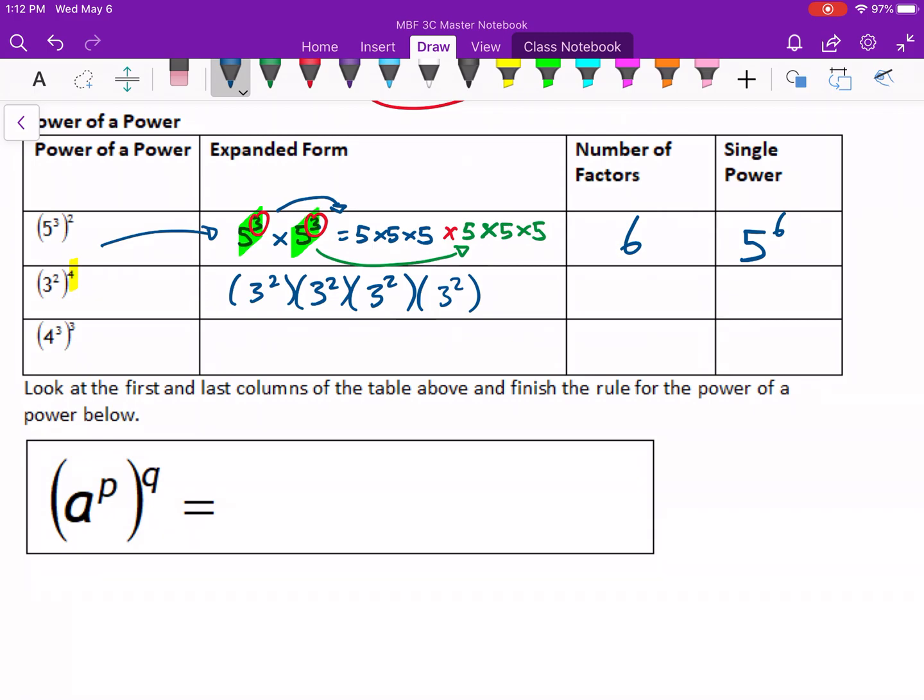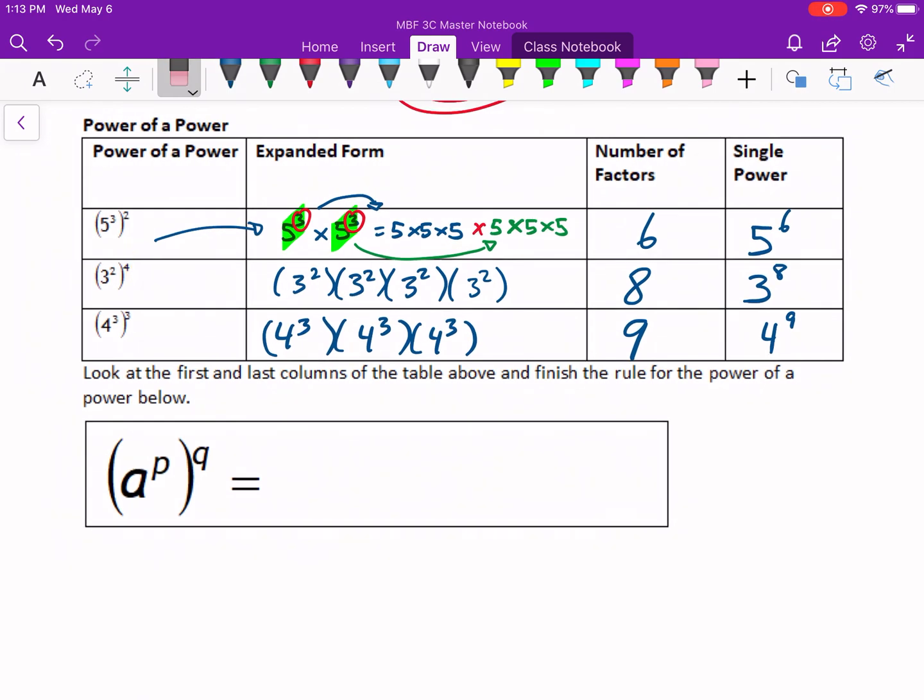I don't have room to write them all out, but if I did write them all out, how many 3s would I have? Well, I'd have 2 plus 2 plus 2 plus 2. I'd end up with 8 3s, wouldn't I, if I wrote them all out? That could be rewritten then as 3 to the 8. In this last one, I have 4 to the 3 times itself 3 times, which again, if I had room to write it all out, I'd have 3 4s and another 3 4s and another 3 4s. I'd have 9 4s, which means that I could write this as 4 to the 9.